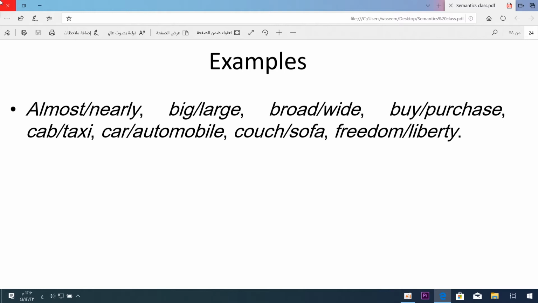Okay, broad and wide, buy and purchase. When we focus on buy and purchase, they have identical meanings, but for the word purchase, we will notice that it is used more in formal situations, though they have the same meaning.